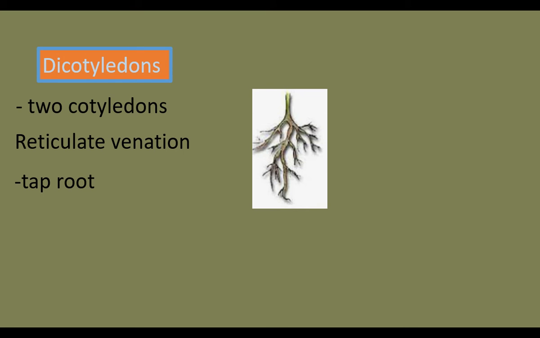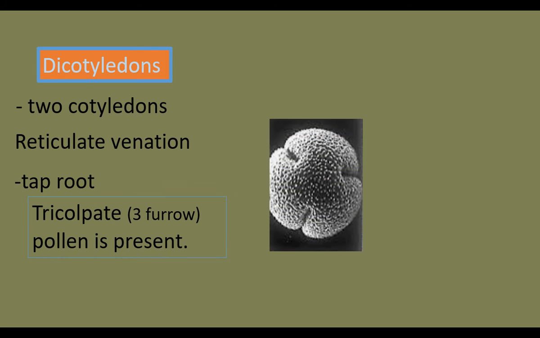Dicotyledons have a taproot system. The radicle forms a main root. The main root has branches, and all together they form a system called the taproot system. They have tricolpate pollen grains. That is, the pollen grain has three furrows.